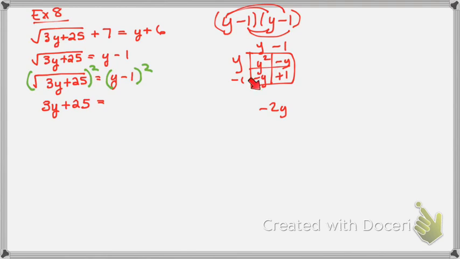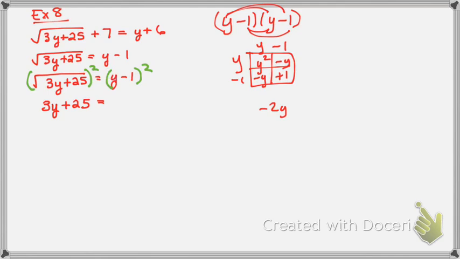So rather than writing this box out every time, I just say square the first, square the last, that gives you these two. And then to get this middle one right here, you multiply these two together, y times negative 1, and you double that because it happens twice. So square the first, square the last, multiply, and double for the middle term.